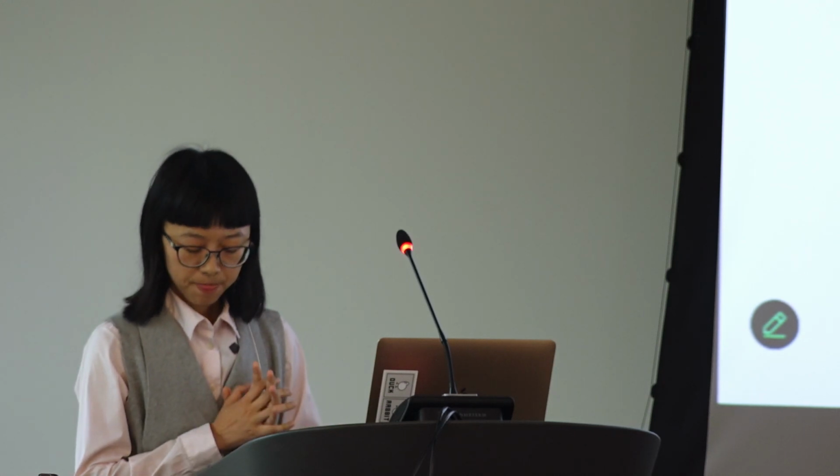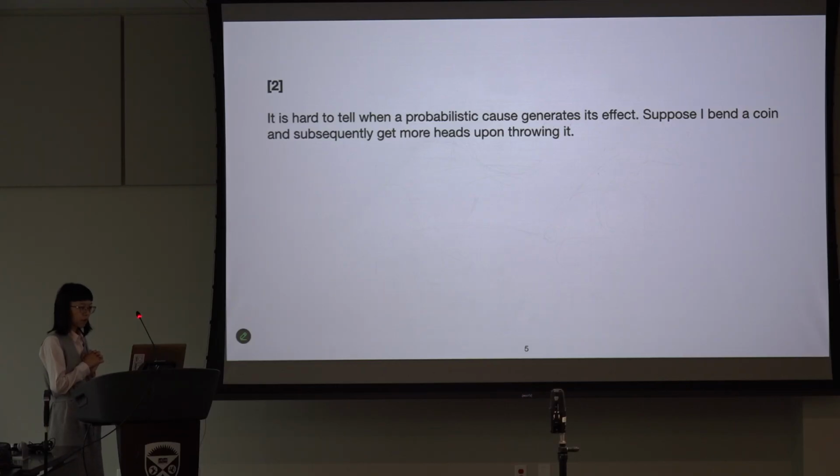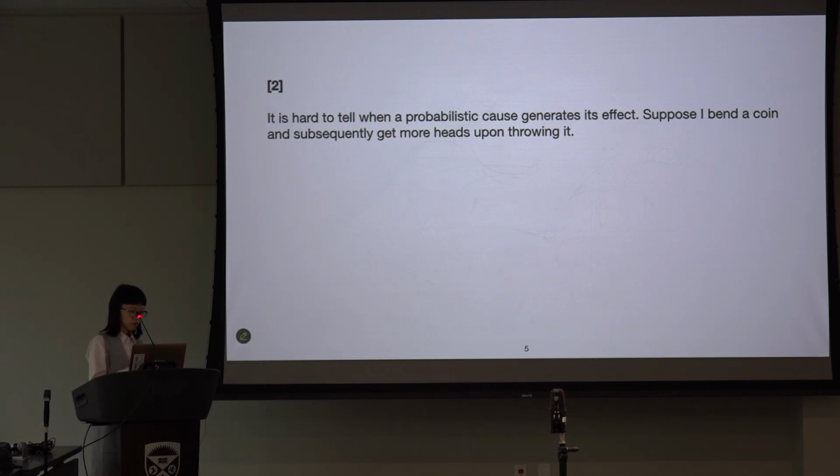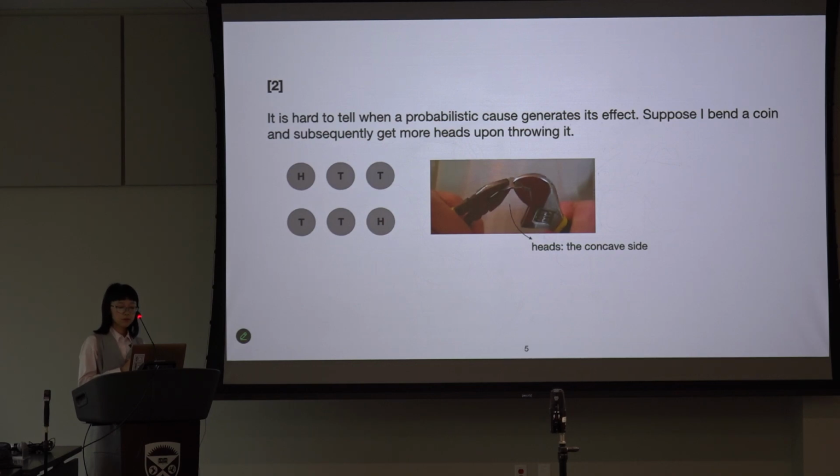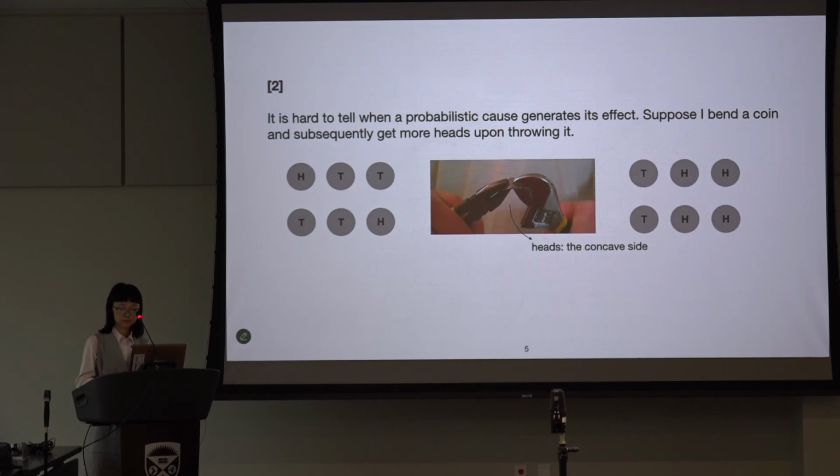A second puzzle. It is often hard to tell when a probabilistic cause generates an effect. So suppose I bend a fair coin and subsequently get more heads upon throwing it. Let's say, first I got 2 heads out of 6 tosses, and I bend the coin such that head becomes the concave side, so it is more likely to face up. And afterwards, let's say I got 4 heads out of 6 tosses.